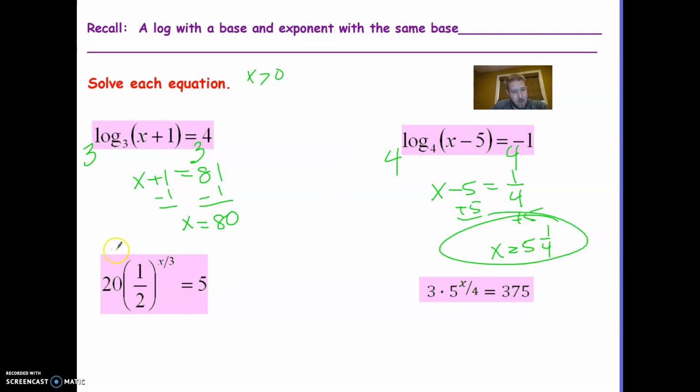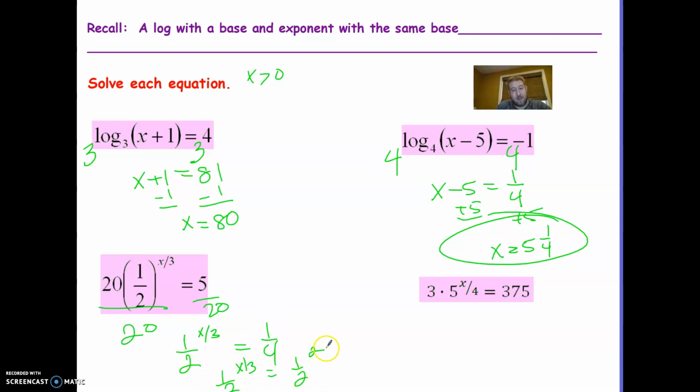It's not extraneous. This one, I'm going to first divide both sides by 20. I've got to get rid of this multiply first. And that's going to give me 1/2 to the x over 3 power equals 1/4. Now I can change 1/4 to the same base. So I'm going to have 1/2 to the x over 3 equals 1/2 to the second power, because 1/2 times itself is 1/4. Now that the bases are the same, x over 3 equals 2. The exponents must also be equal to each other. And then last step, just multiply both sides by 3, and then you've got 6.